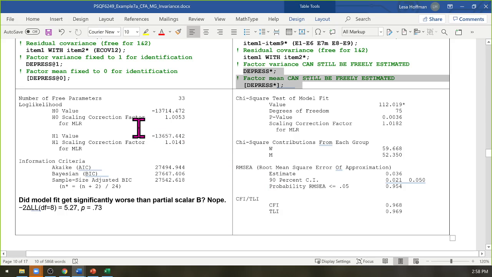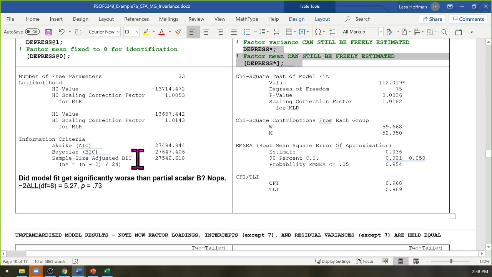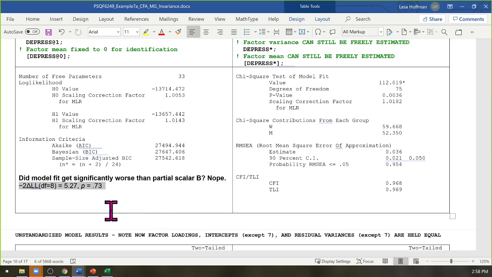So we do the same -2 log likelihood comparison relative to the partial scalar invariance model. And I have summarized the results of the comparison here, a chi-square difference on 8 degrees of freedom of 5, leading to a p-value of 0.7. And if I had any suspicions that these data were fake, this result confirms them. You will never find this in your data. Residual variances being equal is unlikely.